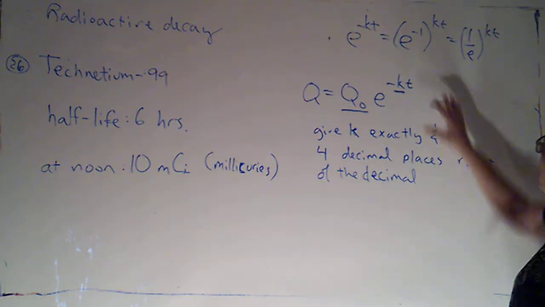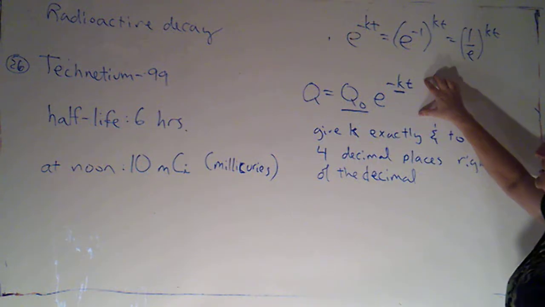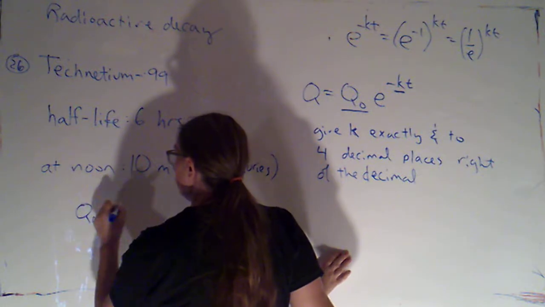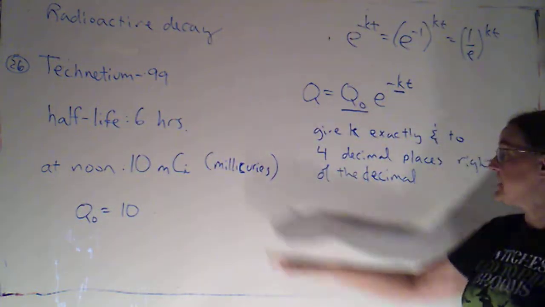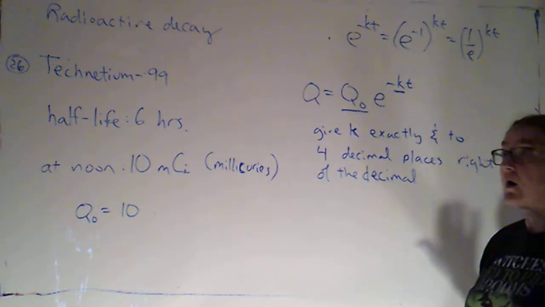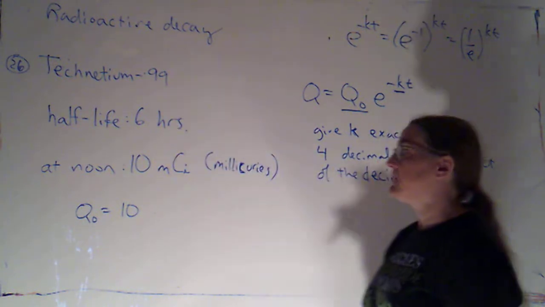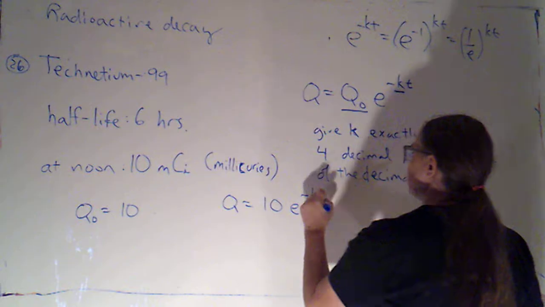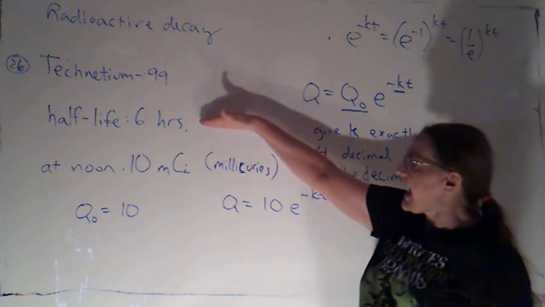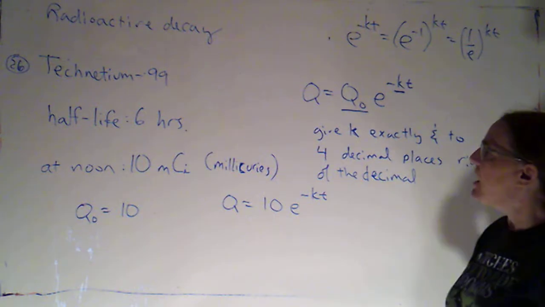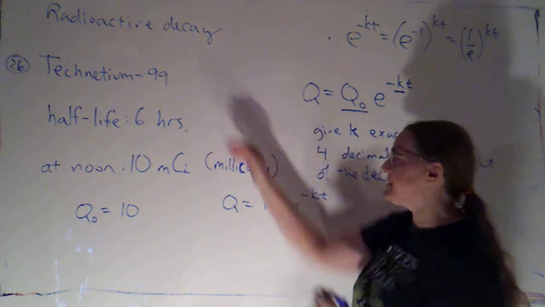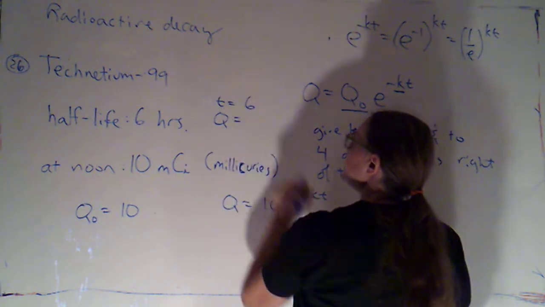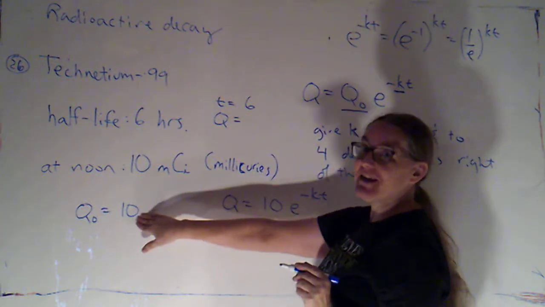So all I want to do is come up with a formula of this form. I want to figure out what Q naught and what k are. Well, Q naught is 10. And we'll just be using these units of millicuries for our quantity. I'm going to be using hours as my units for time. So I now know that Q is 10 e to the negative kt. Now, I need to use this half-life information. So this tells me if time were 6, the quantity would have to be half of the initial quantity.